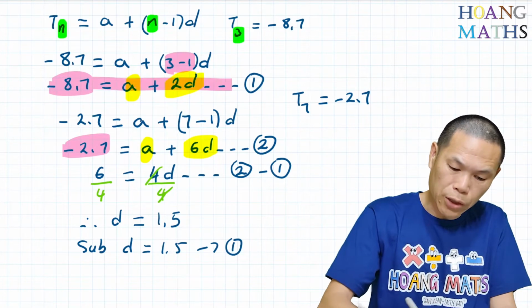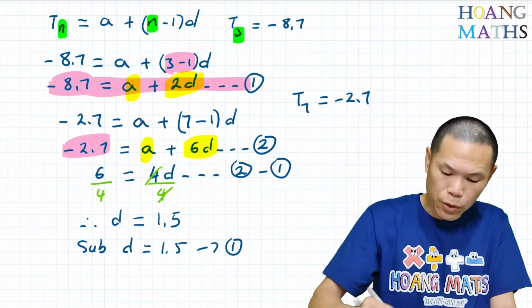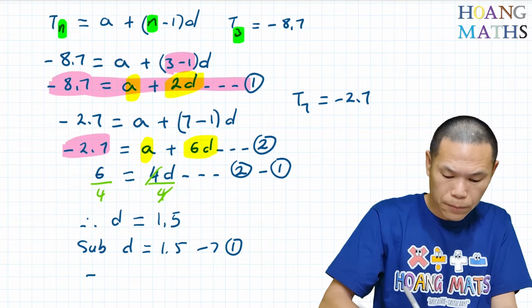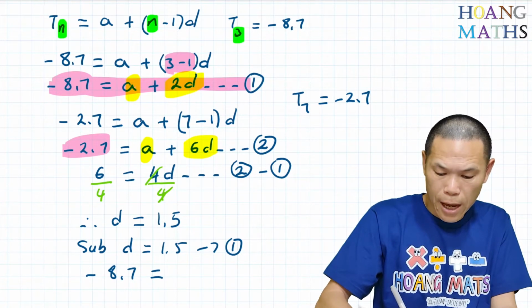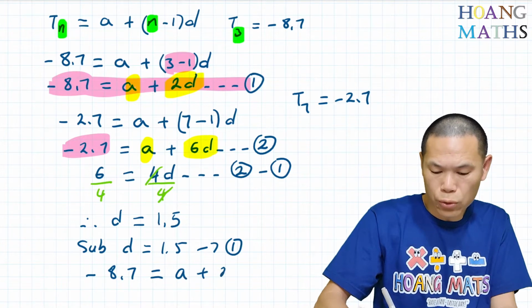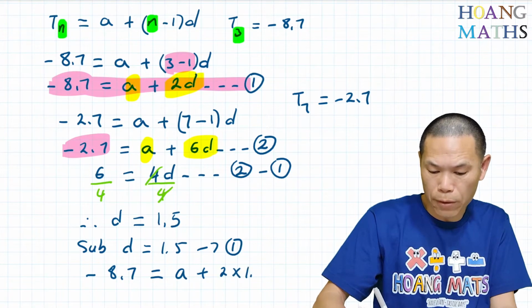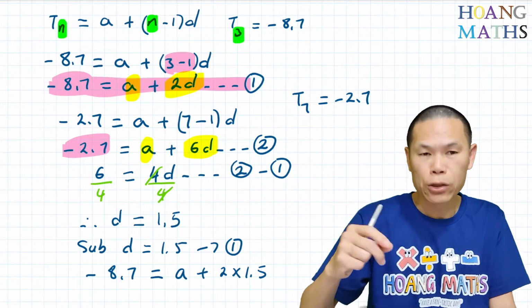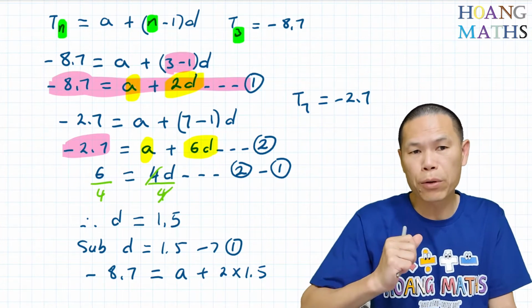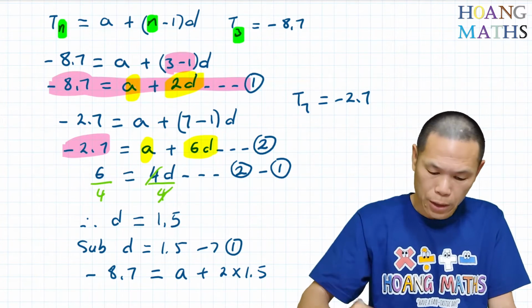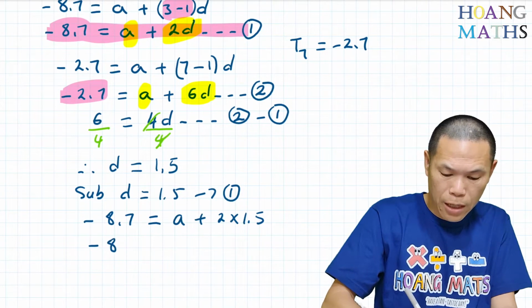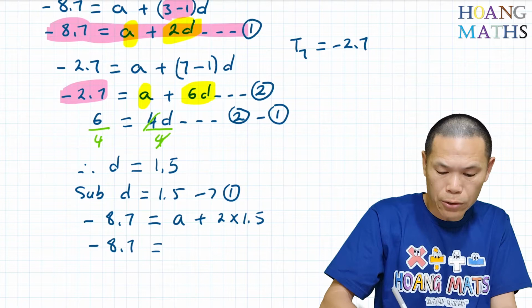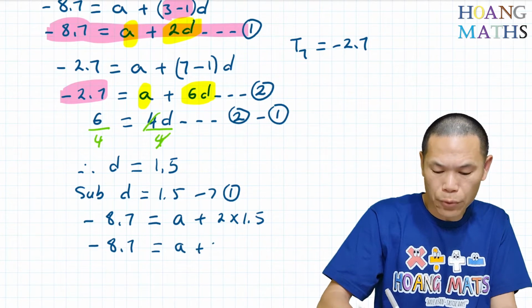So this equation here. Now that will give me negative 8.7 is equal to A plus 2 times 1.5 because 2d. So d is 1.5. So 2 times 1.5 gives me 3. So that becomes negative 8.7 is equal to A plus 3.